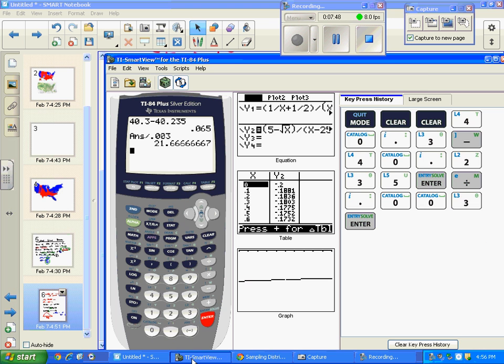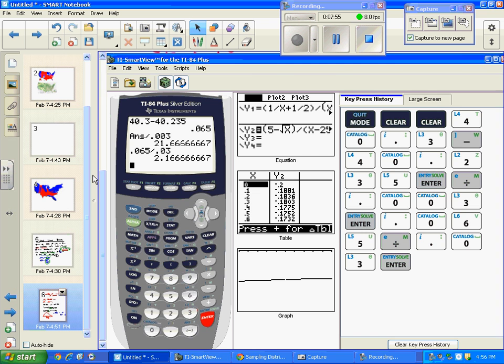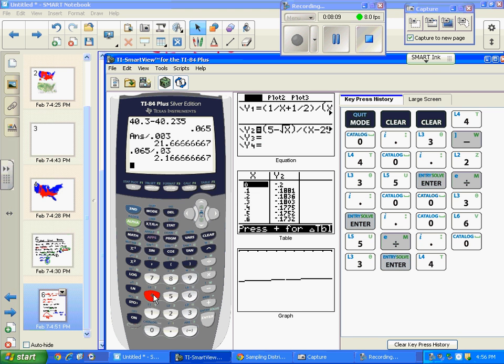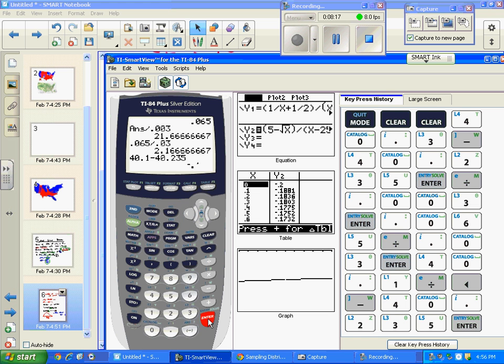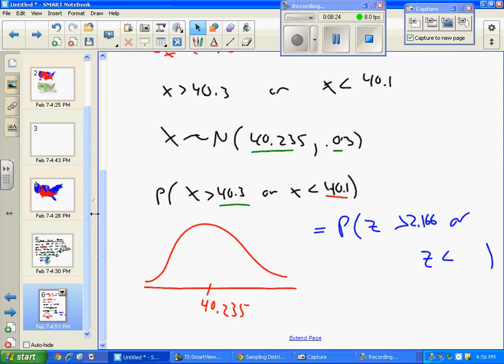Let's just do that. Sorry to change it on you, but it'll be more interesting. Okay, so let's go back here. So really, it should have been 0.065 divided by 0.03, and we get 2.166. So that's what this one is, 2.166. Okay, and then we also have to do the same thing for the 40.1 to get that z-score. So we'll do 40.1 minus 40.235 equals that. And then we'll divide by 0.03, and we get a z-score of -4.5.